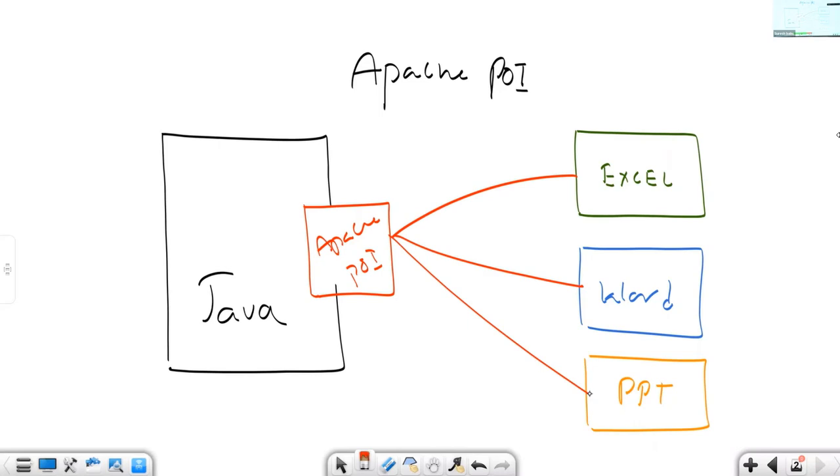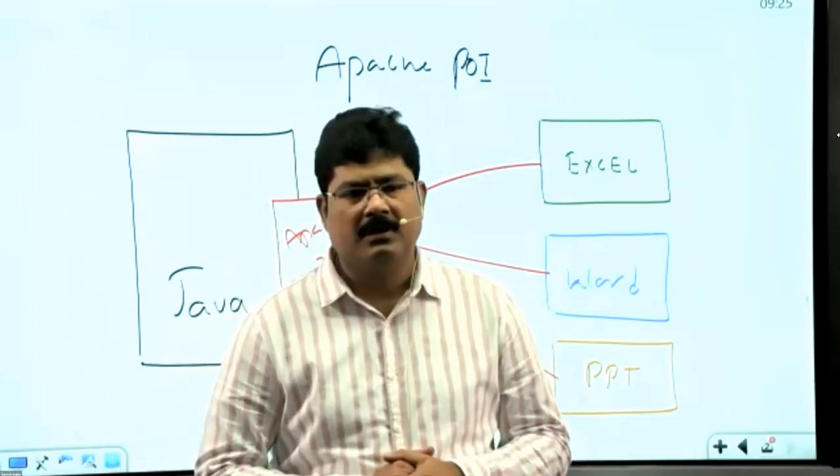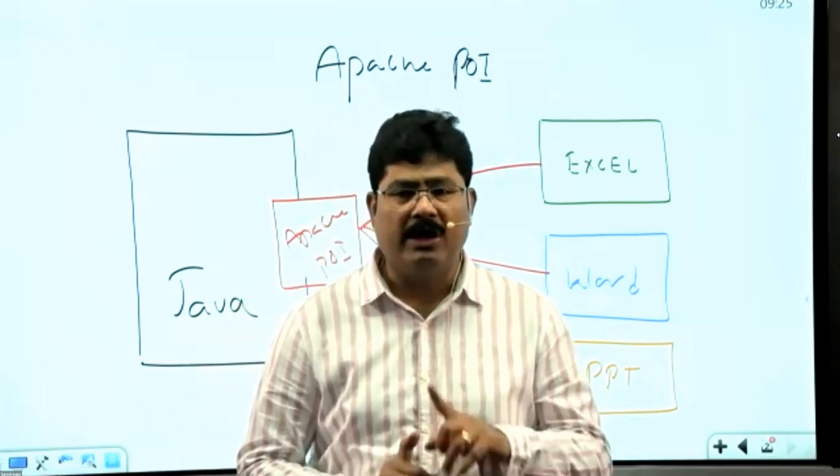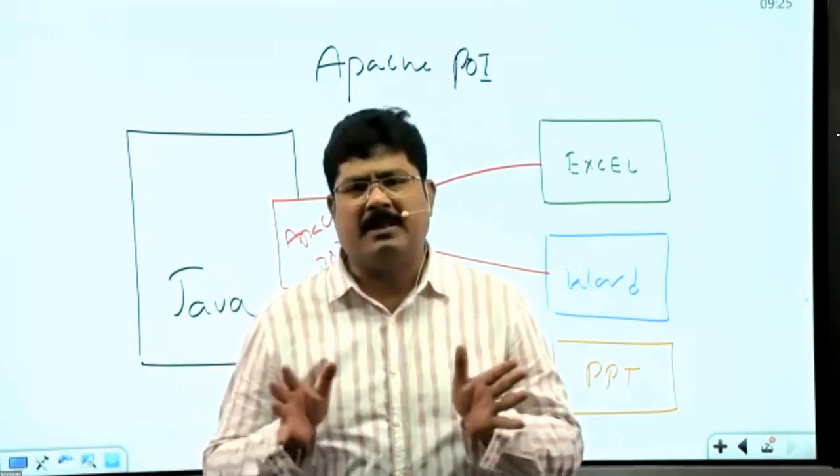Apache POI is the most popular API used in Java programming to work with Microsoft Office files, such as Excel, Word, PowerPoint, etc. It's a free API available for Java to work with various MS Office files.